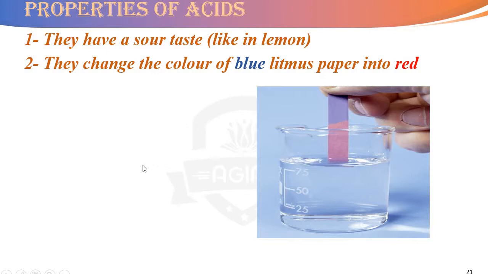Properties of acids. Number 1, they have a sour taste like in lemon. Number 2, they change the color of blue litmus paper into red.